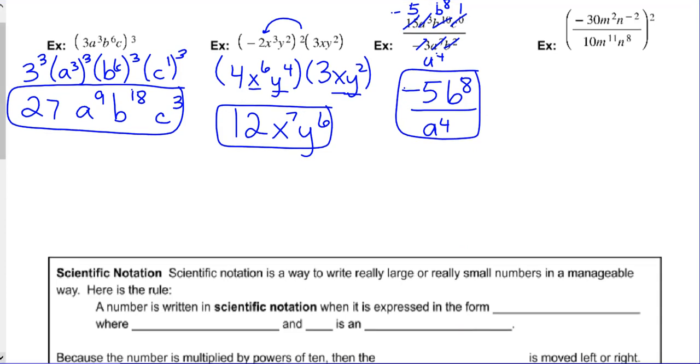Last problem on our exponents. Notice that we have a division problem in the inside to an outside exponent. Now, over on this problem, I told you to do that outside exponent first, but inside here, there are things we can simplify, and I'm going to recommend that you do that first.